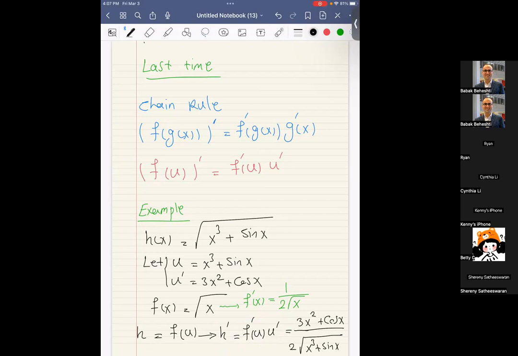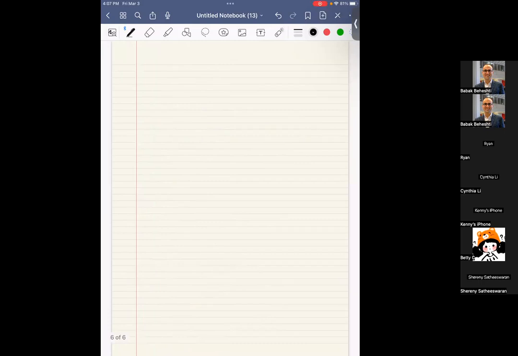Okay, so that was the chain rule. Today I'm going to discuss the derivative of exponential and higher order derivatives. So first, look at the derivative of exponential functions and logarithm. So let me just say, instead of an exponential, I just write the derivative of e to the power x and log x. So exponential and logarithm.